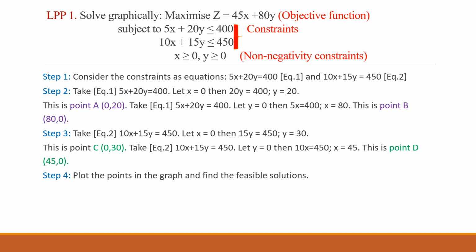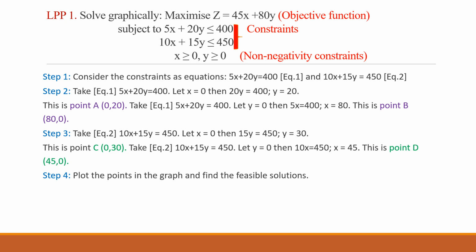So we proceed with step 1, where we consider the constraints as equations. Here we have two constraints, so there will be two equations. The first equation is 5x + 20y = 400, and the second equation is 10x + 15y = 450. In step 2, we take equation 1 and substitute x as 0. We get 20y = 400, and y = 400/20, which gives us 20.